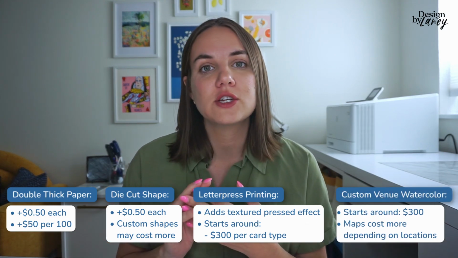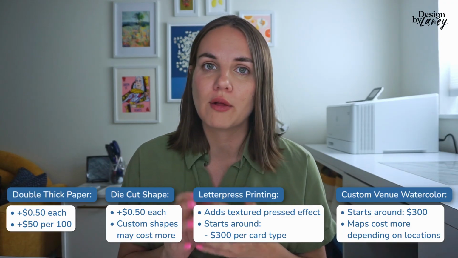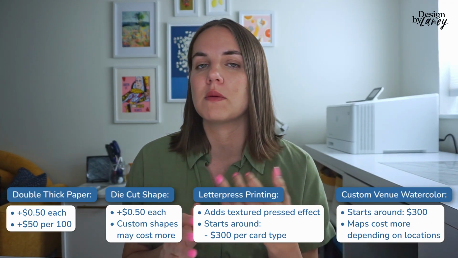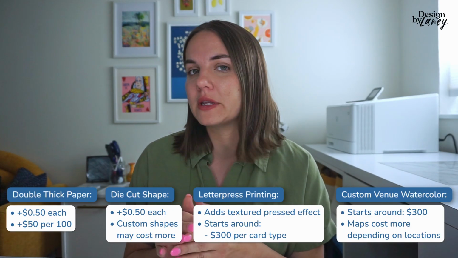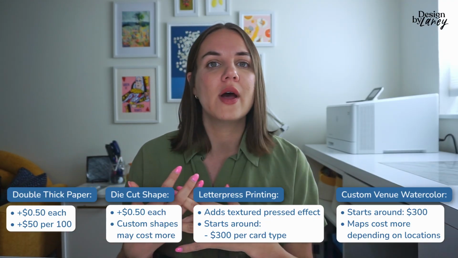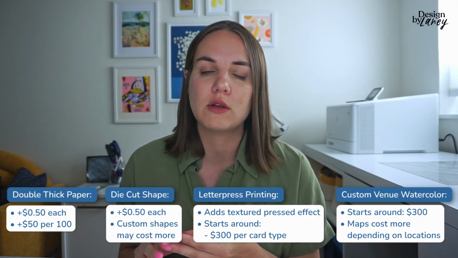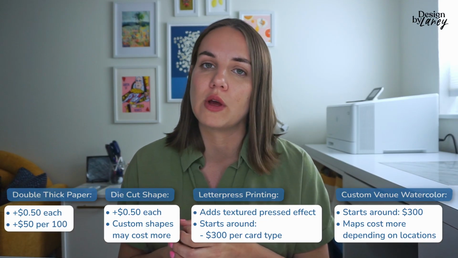And the other customization they wanted to make was adding a custom venue watercolor. These typically start around $300, but it depends on the complexity of your venue. If you're doing a map, for instance, then each location will cost maybe $200 or so, and then there might be a fee to put it all together. So it just depends on the complexity of the artwork that you need, but in this case, this would be $300.